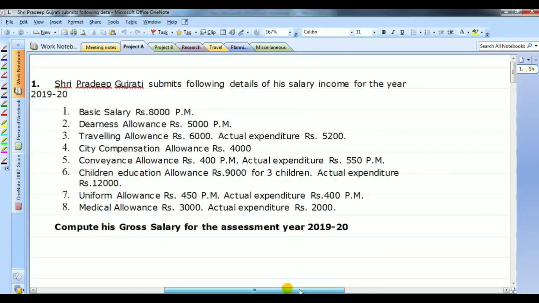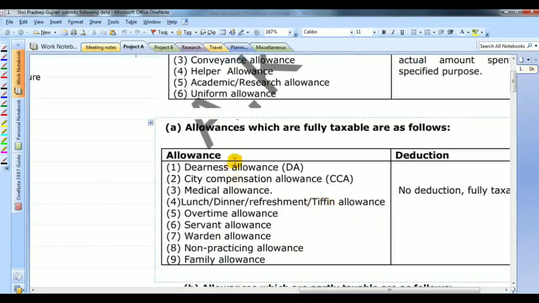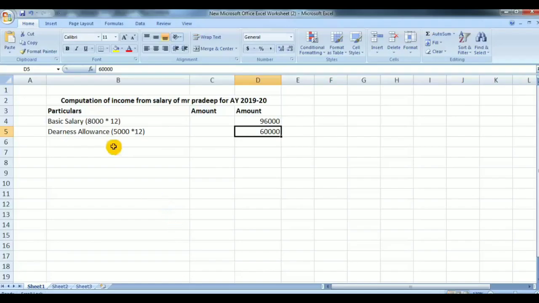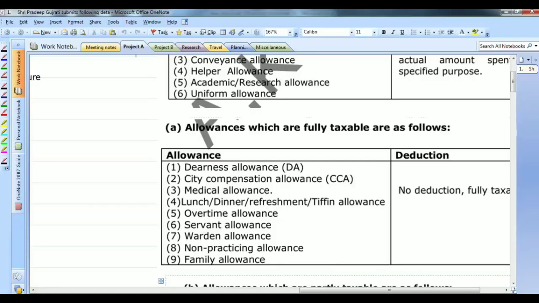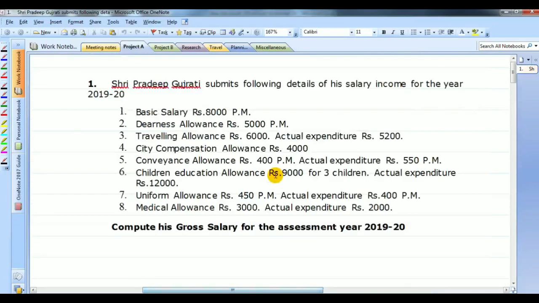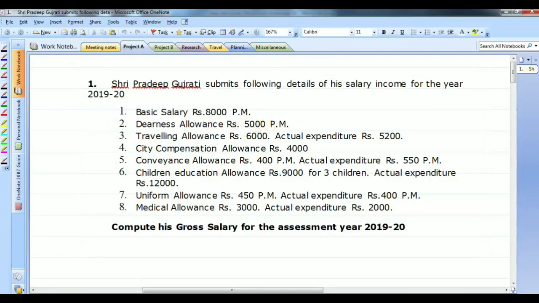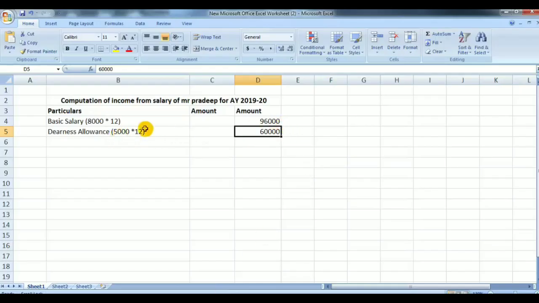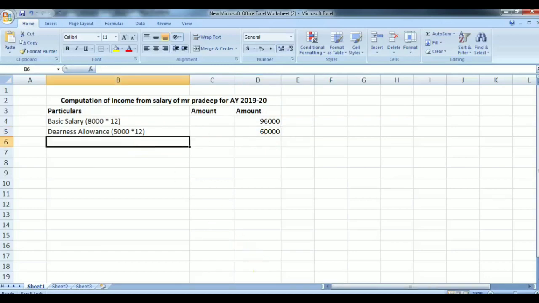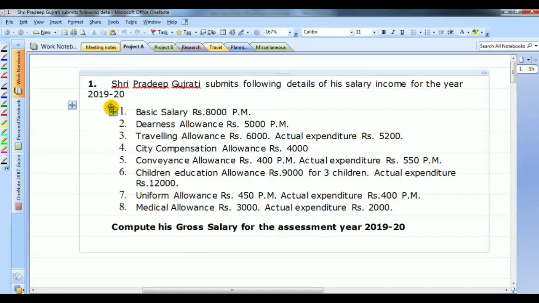Why so? Because see, dearness allowance is fully taxable allowance. Hence, entire amount of DA. 5,000 is the amount of DA. Entire amount of this DA I have written in the sum. Okay, understood? Now, next point.